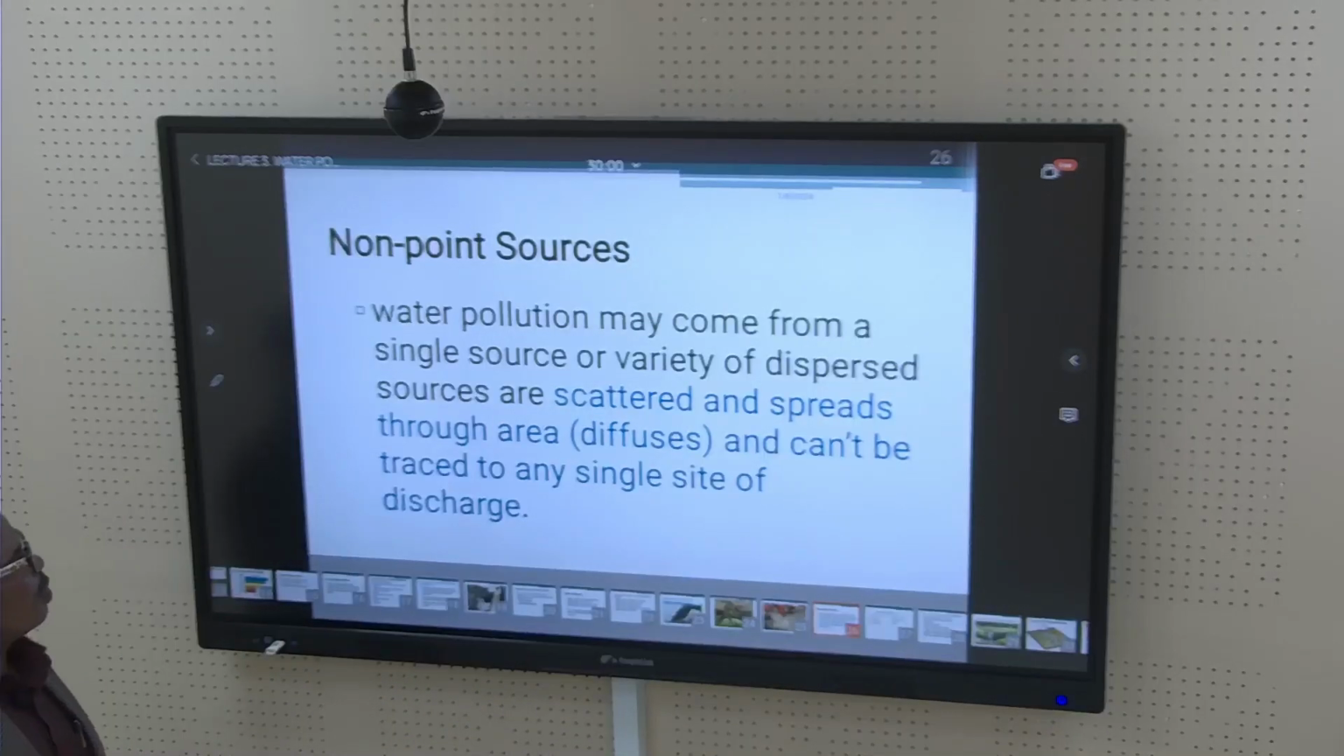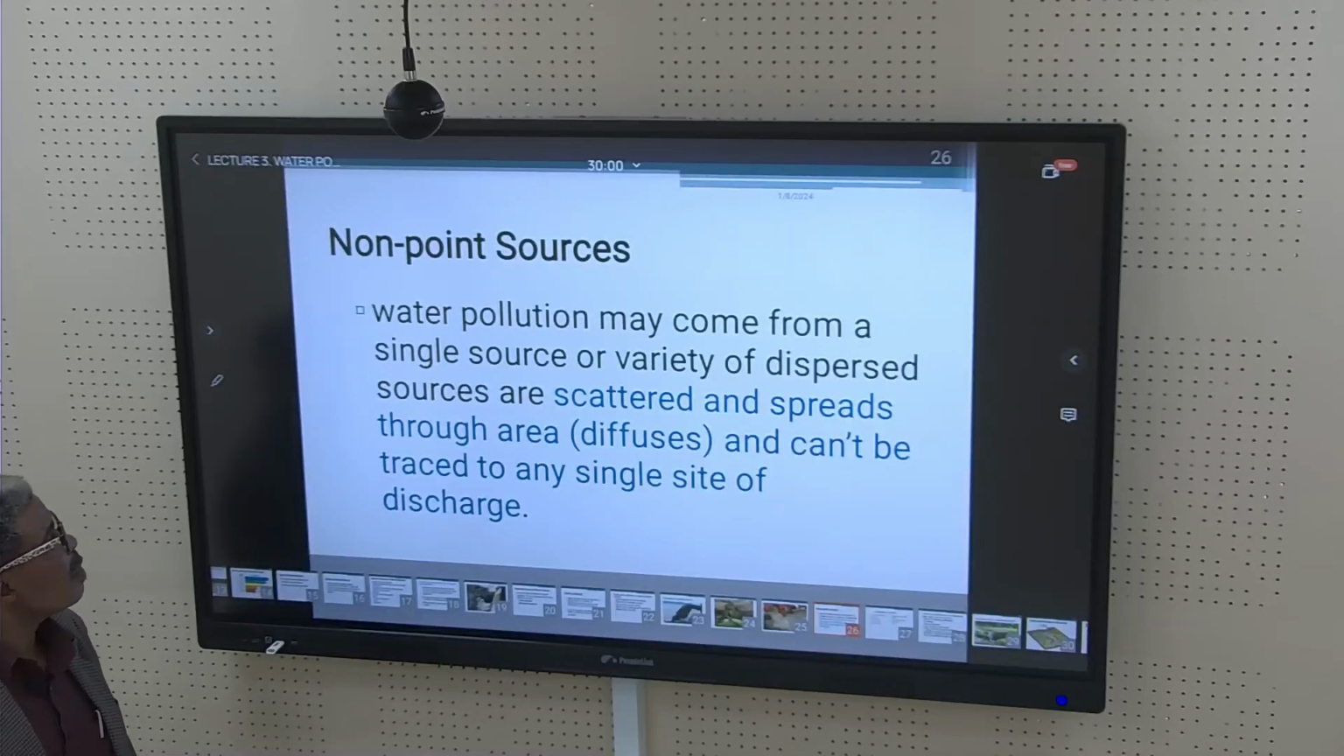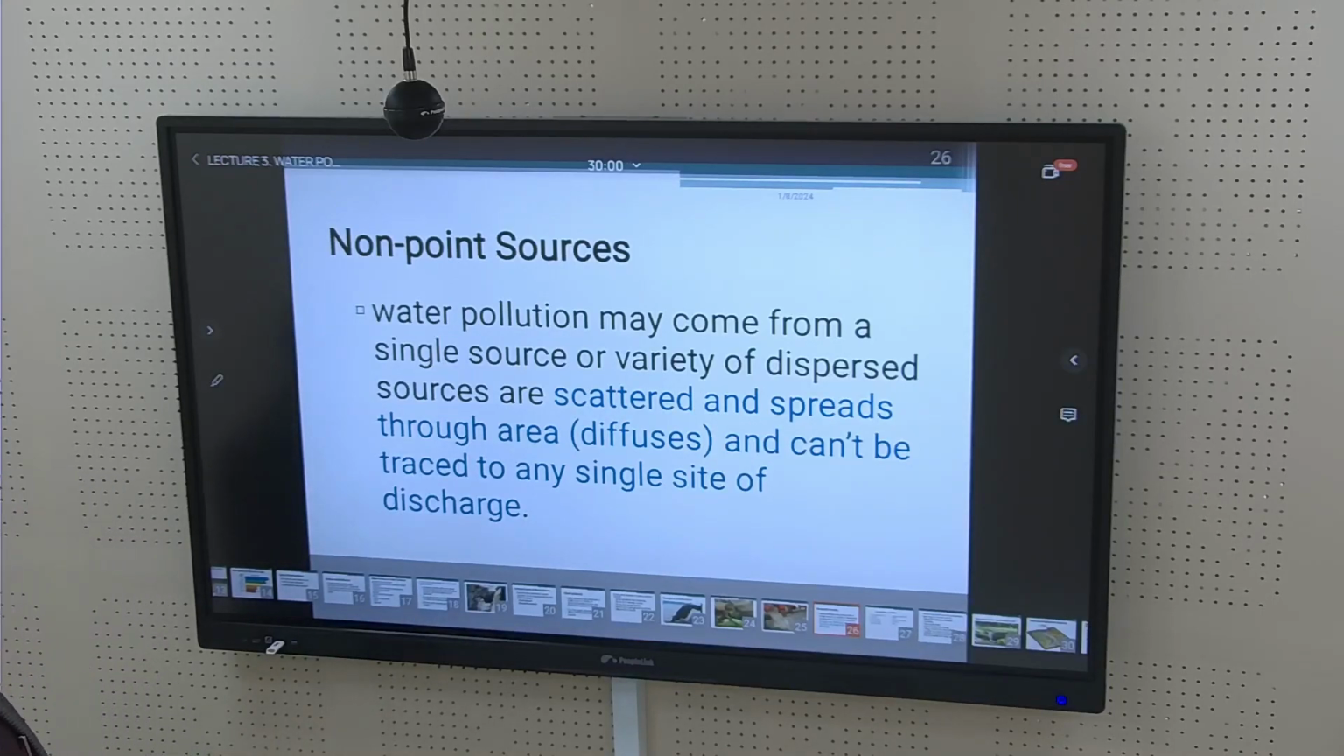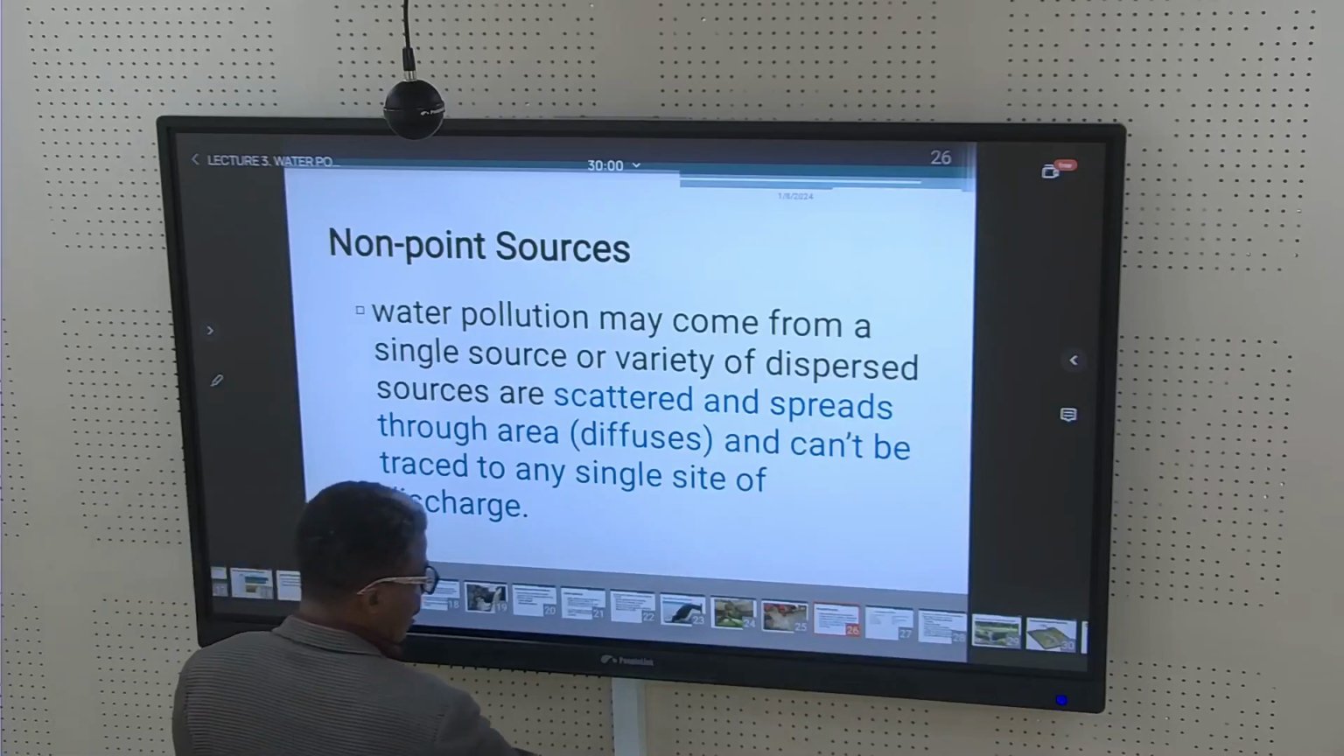For non-point sources, water pollution may come from a single source or a variety of dispersed or scattered sources, spread through the area, diffuse, and can't be traced to any single site of discharge. You can hardly identify the source where this polluted water comes from, because it is scattered.